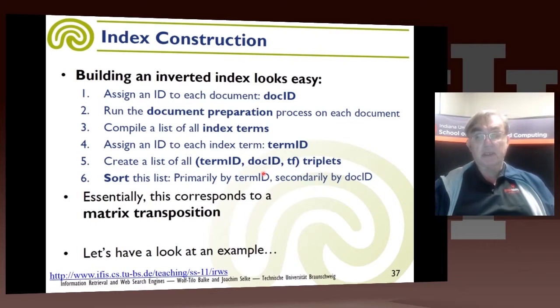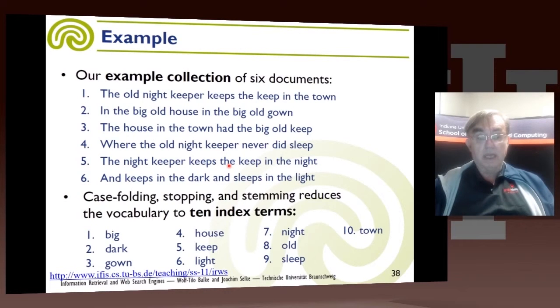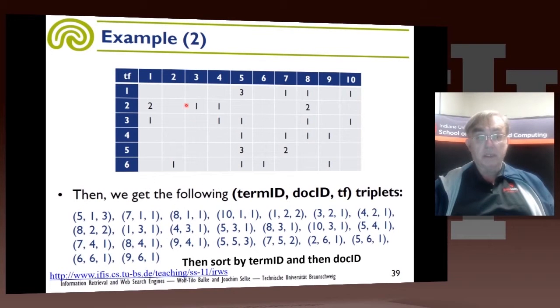And this is transposition, because you start off with something arranged by document, and you want something arranged by term. That's yet another simple example here. We have six documents. We have 10 terms in those documents after we do all our reduction to normal forms. These are the 10 index terms. That's this matrix: the 6 documents and the 10 terms.